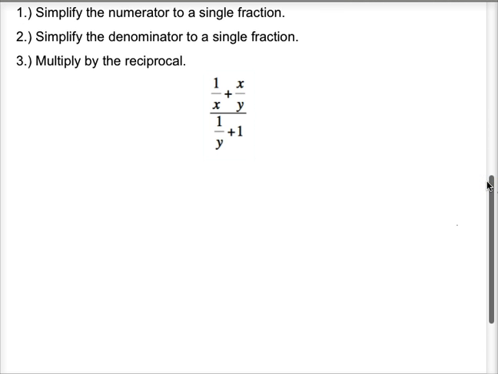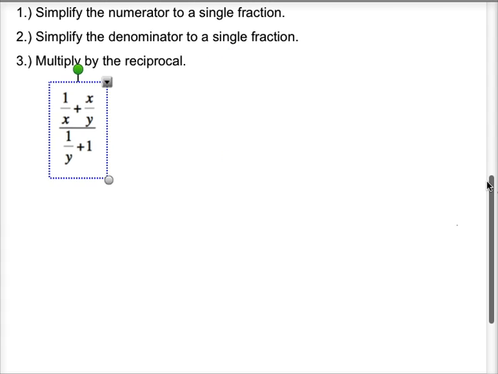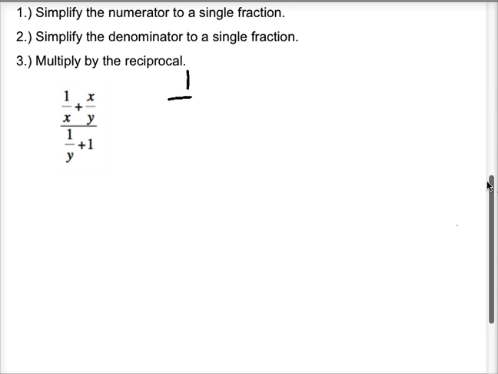So we're going to start with this thing right here. I'm going to scoot it over so I give myself some extra room. All right, so 1 over x plus x over y, all over 1 over y plus 1. Again, kind of nasty. Now I'm going to focus merely on the top first. What you want to do is find a common denominator for the top. You want to turn the top into a single fraction. Well, what does that mean?